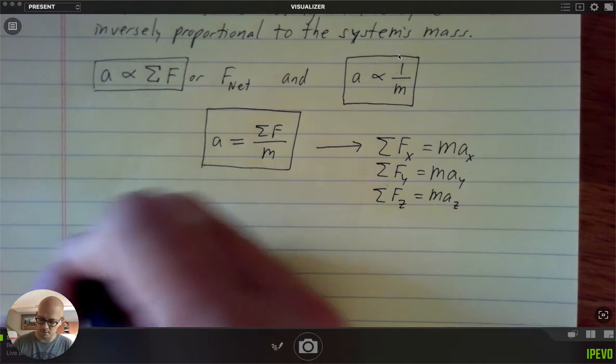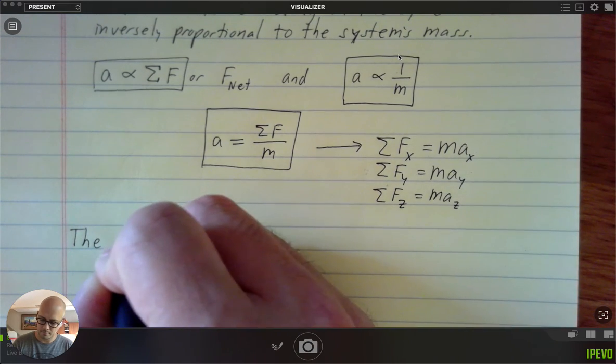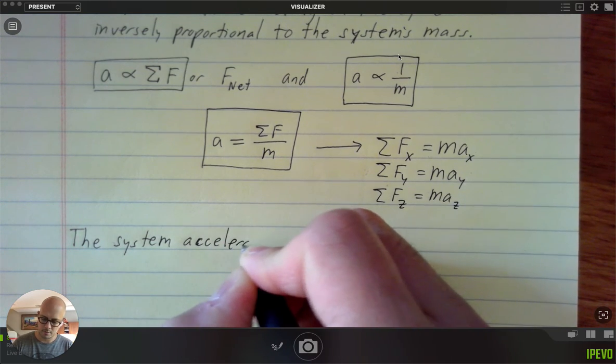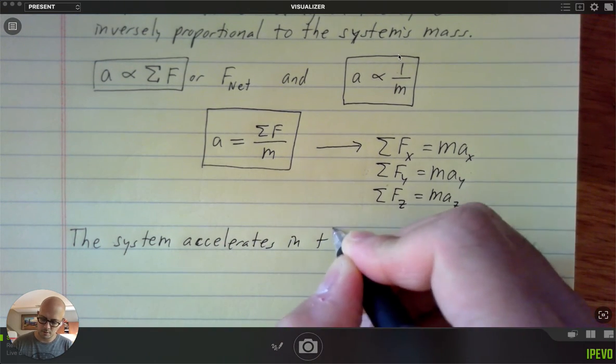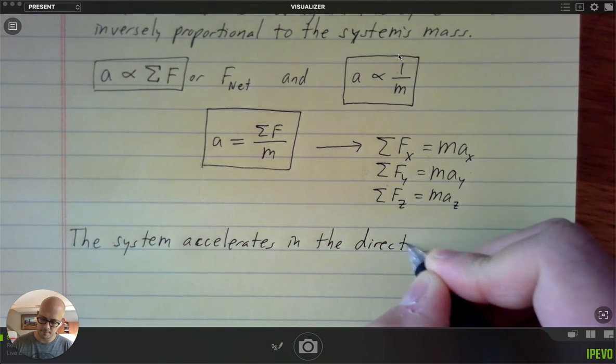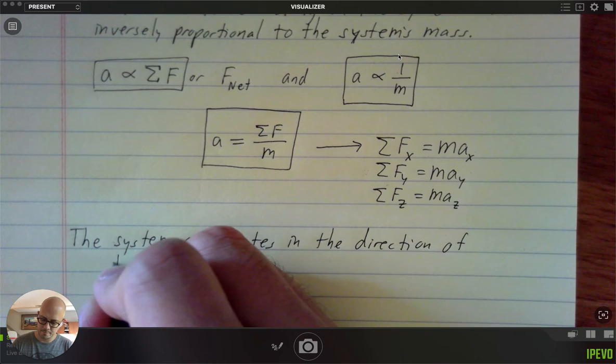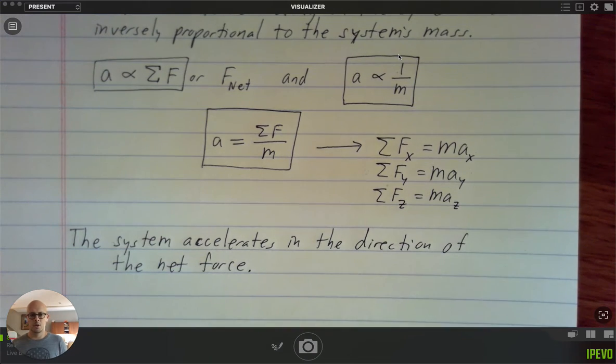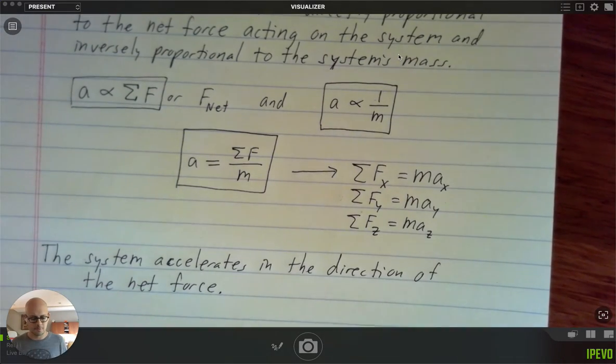And so the next thing is the system accelerates in the direction of the net force. And so whatever direction has essentially the greatest force is going to be the direction where the acceleration happens. So that's kind of what we're going to talk about in the back half of this lesson is how do we know which way the net force is pointing, and how do we work with net force in general. So here we go.